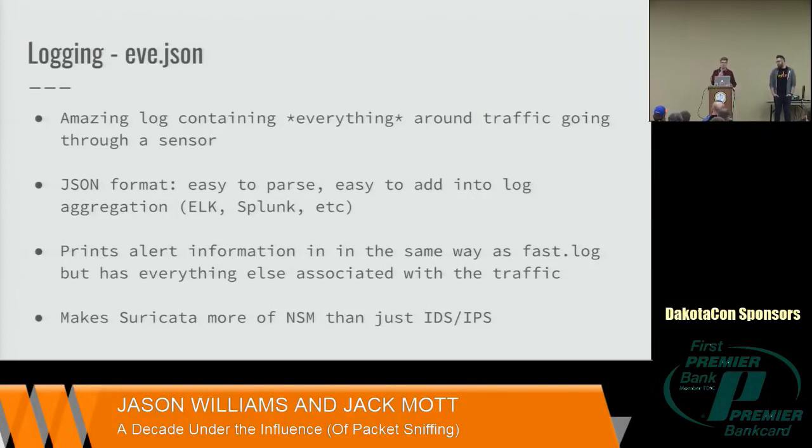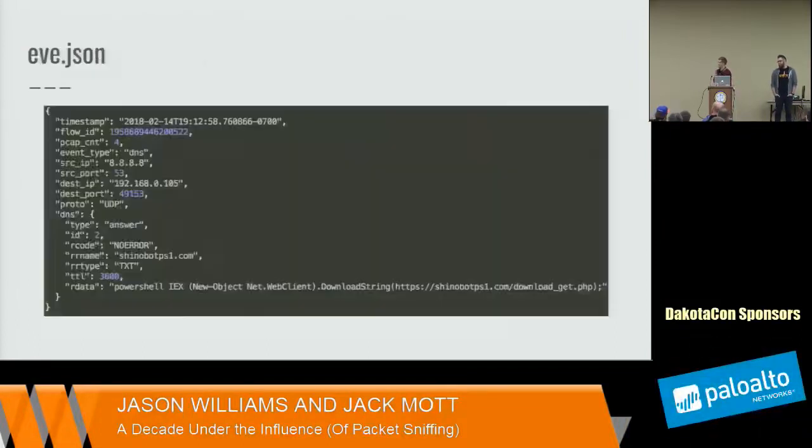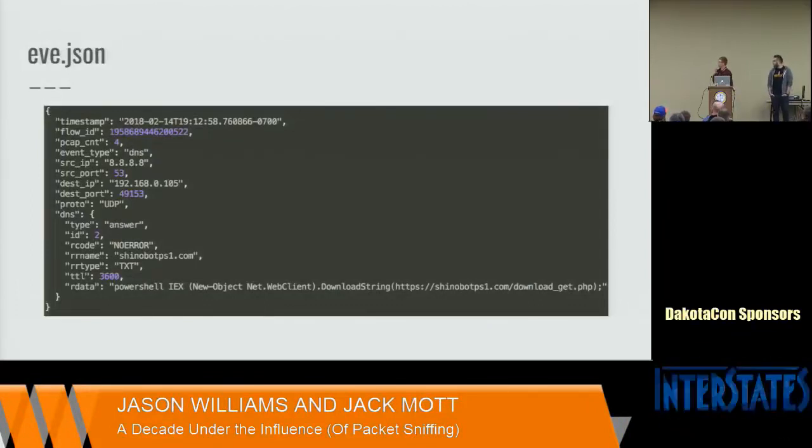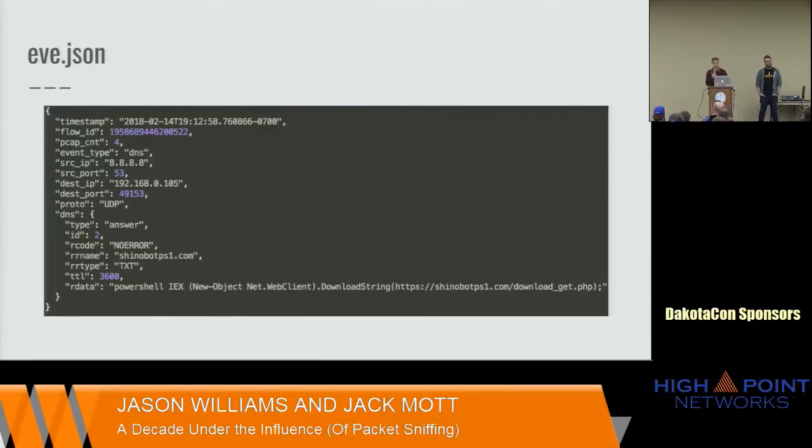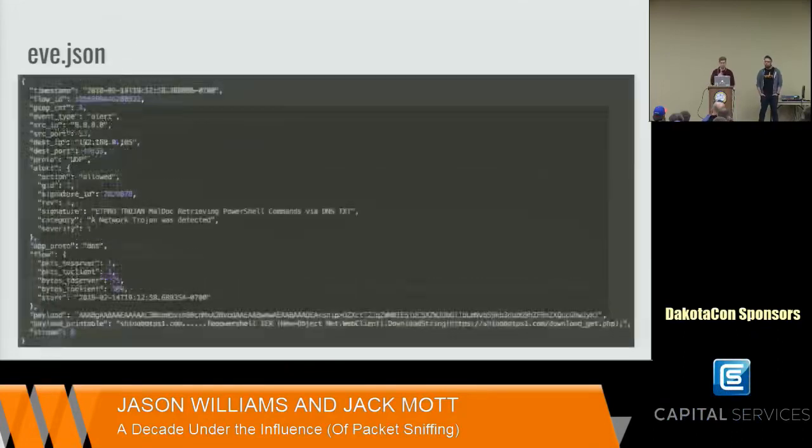So it makes Suricata more of an NSM than just an IDS/IPS. Here's an example of what a DNS query looks like in the eve.json file. It's pretty cool because I can look at this and say, I'm looking at a DNS query, I see a TXT record. Oh, what is that, PowerShell in the TXT record? That's probably not good, right? It's a really easy way to see that and be like, I should probably be looking into this and figuring it out. So let's say I did see this, and I wrote a rule for it. This is what that would look like when that rule fires.